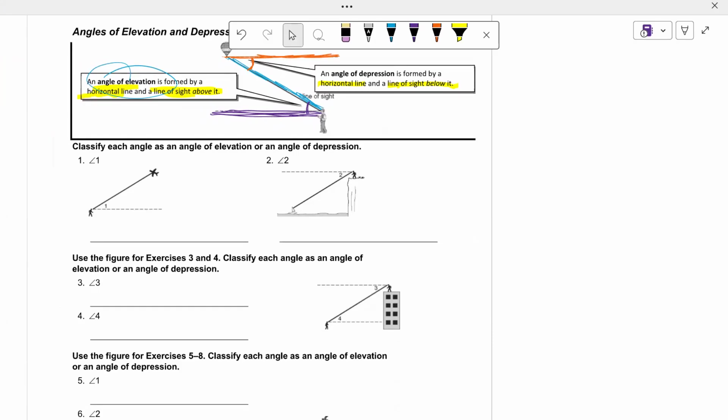Okay. So then for a little quick practice, as we classify each angle of elevation or angle of depression, right here, we have our horizontal line. I want you guys to first identify that, okay? There are two lines that make up an angle. In this case, it's going to be a horizontal line and then your line of sight, okay? The line of sight will be above or below. Elevation, if it is above, right, here's our line of sight, that's above our horizontal line. So that's going to be elevation.